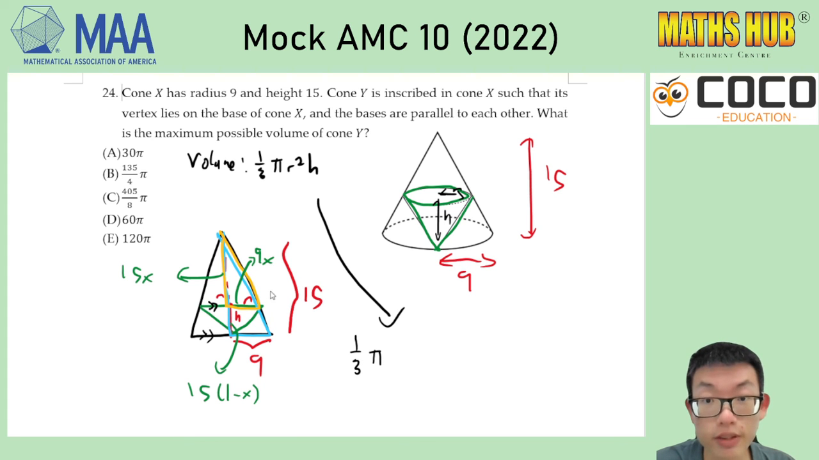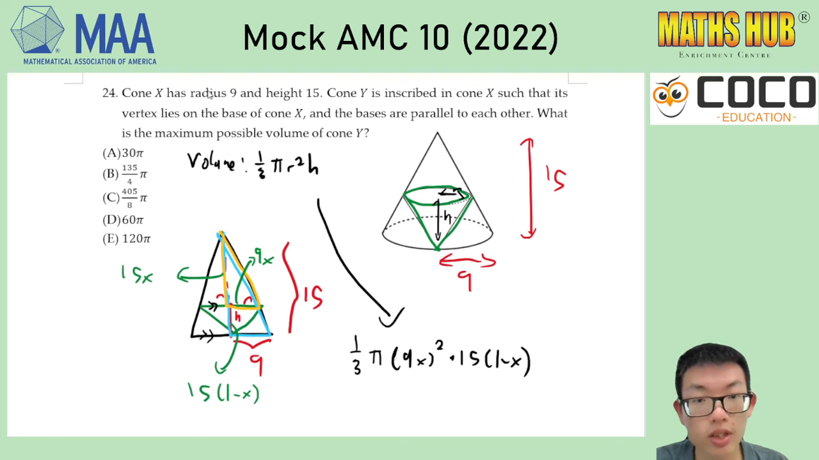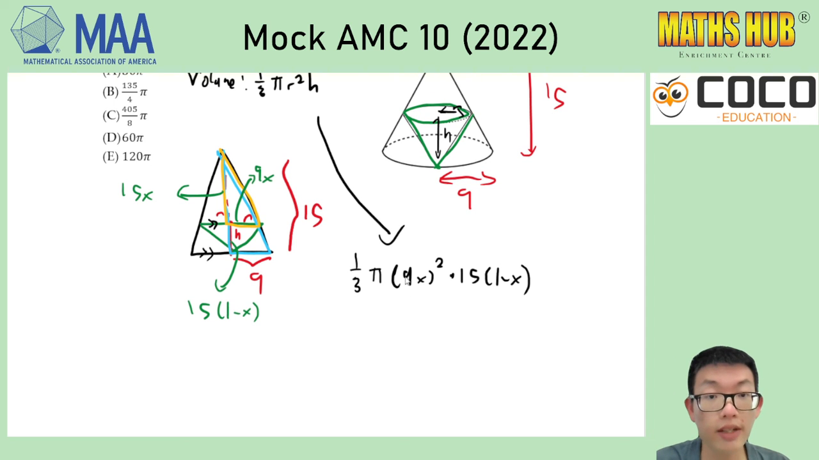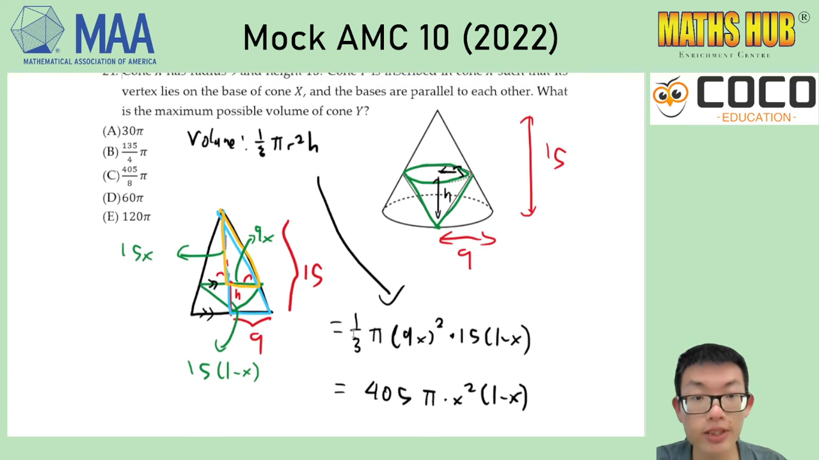So I can substitute r is 9x and h is 15 times 1 minus x. Okay, so lots of constants to take out. 9 squared is 81, divided by 3 is 27. 27 times 15 is 405. You see 405 in the options, don't you? So times x squared, 1 minus x. And this is now my volume. I just need to select x.